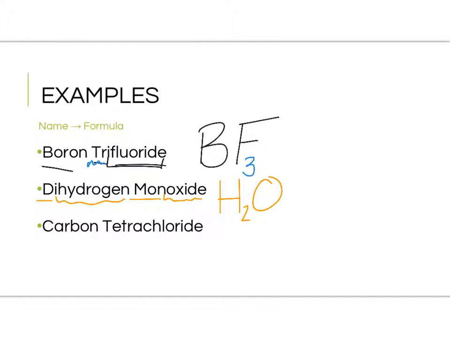And the last one here, carbon tetrachloride. So carbon tetrachloride, first element is carbon, only one of those, no prefix listed. You can see that the mono is omitted there. And then chloride, let's try that again. Chloride is Cl, and I have 4 of those because this is tetra. And there you go.